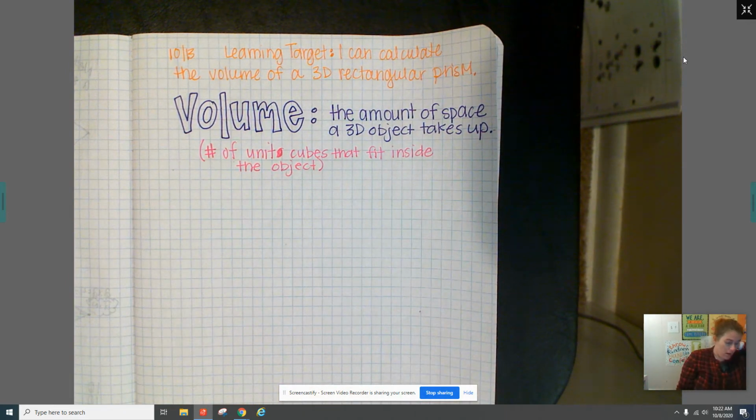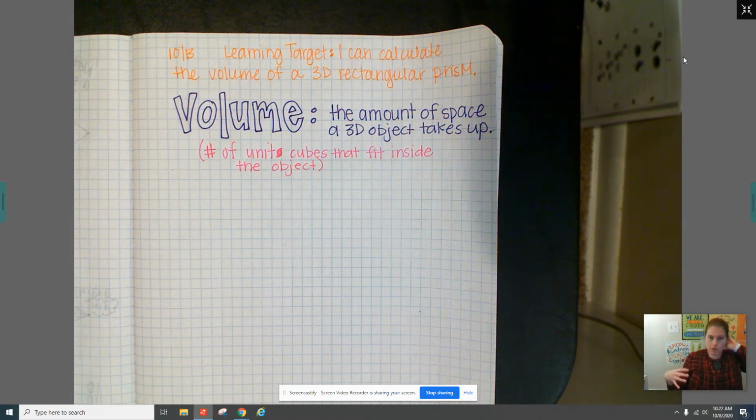All right. So when I'm thinking about volume, I always think about how much space is inside. How much can I fit into the box? Or the shape. Now you can do volume of triangular prisms and square pyramids. For right now, we are only going to focus on rectangular prisms.